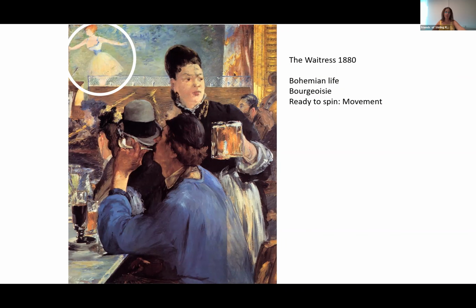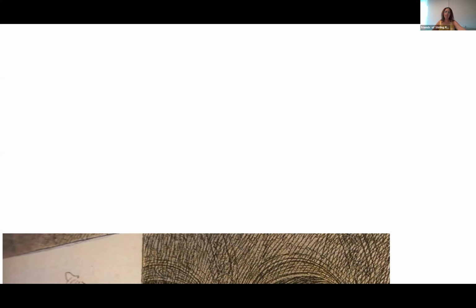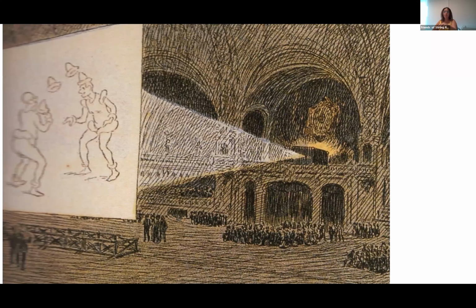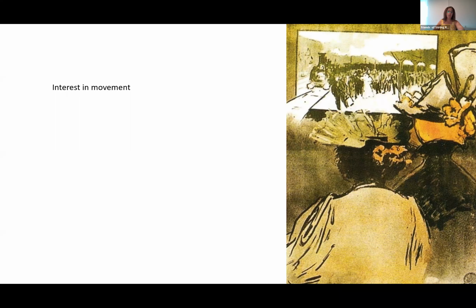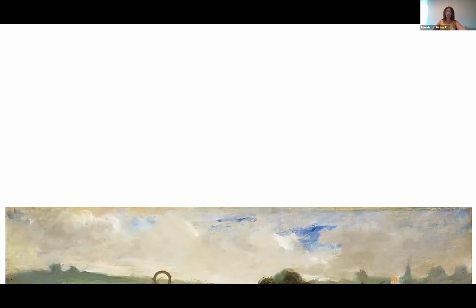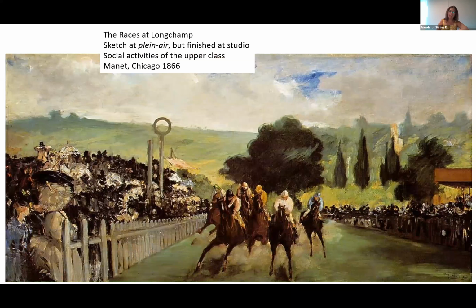How to capture that? Because remember, this is the age of film, movies. Cinema started at the time. And of course, people are in awe of this new invention. There is an interest in movement. How are they going to do that? So the Impressionists do exactly that.